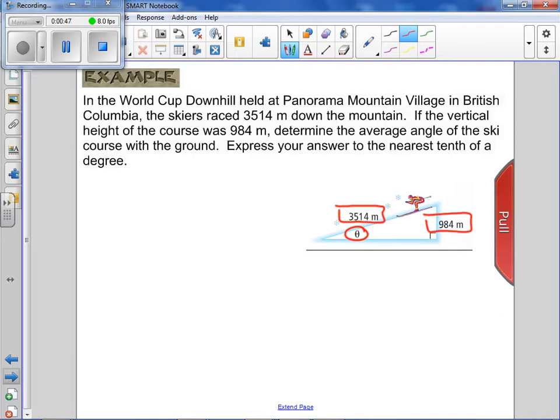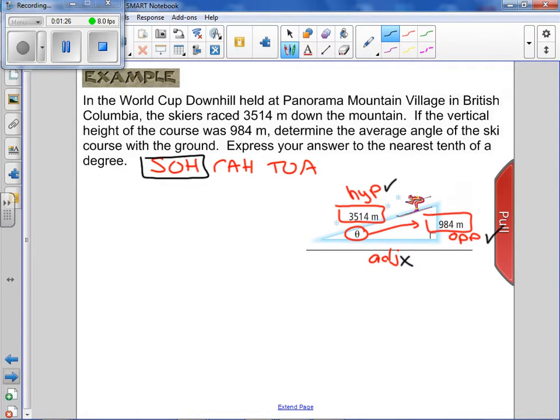So the first thing I do is I label. My angle is here. My longest side is the hypotenuse. There's my opposite. And then I have my adjacent. So I'm going to use SOHCAHTOA. I don't know which one to use, so I take a look at it. The hypotenuse is 3,514. I need the hypotenuse. The opposite is 984. I need the opposite. The adjacent has no value. I don't need it. So I'm looking for the one that has O and H. The one that has O and H is sine, so I know that I'm going to be using sine.